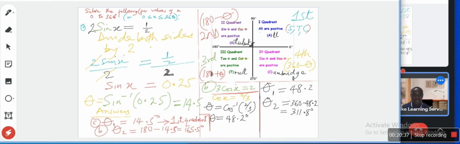Now the second question, 3 cos x equals 2. Do the same thing. You divide both sides by 3. You find cos x equals 2 over 3. You find theta, which is cos inverse of 2 over 3, and you get 48.2. Now you also look at where cos is positive, because 2 over 3 is positive. Cos is positive only in the first and the fourth quadrant. The first is that theta you got. To get the fourth, you do 360 minus theta. To get the second, you do 180 minus theta. To get the third, you do 180 plus theta. Alright, let's look at this other example.